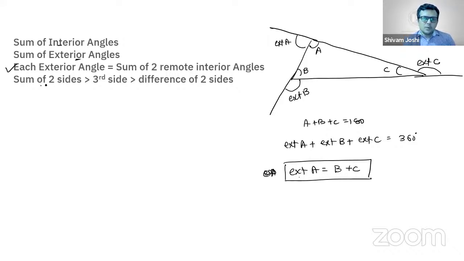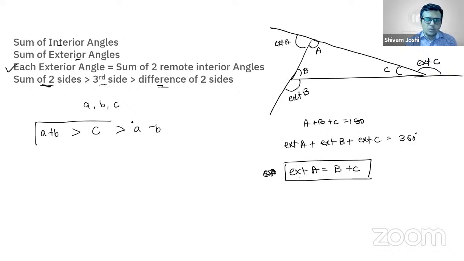Now, this is the third property. This is the next property of a triangle, which is important when it comes to the measures of the sides, right? So the sum of two sides of the triangle should always be greater than the third side, and the third side will be greater than the difference of the two sides, right? So how does this work? Suppose three sides are A, B, and C. So the sum of two sides, A plus B, will be greater than the third side, C, and that is greater than the difference of two sides, A minus B, right? This always holds true for any triangle that you have.